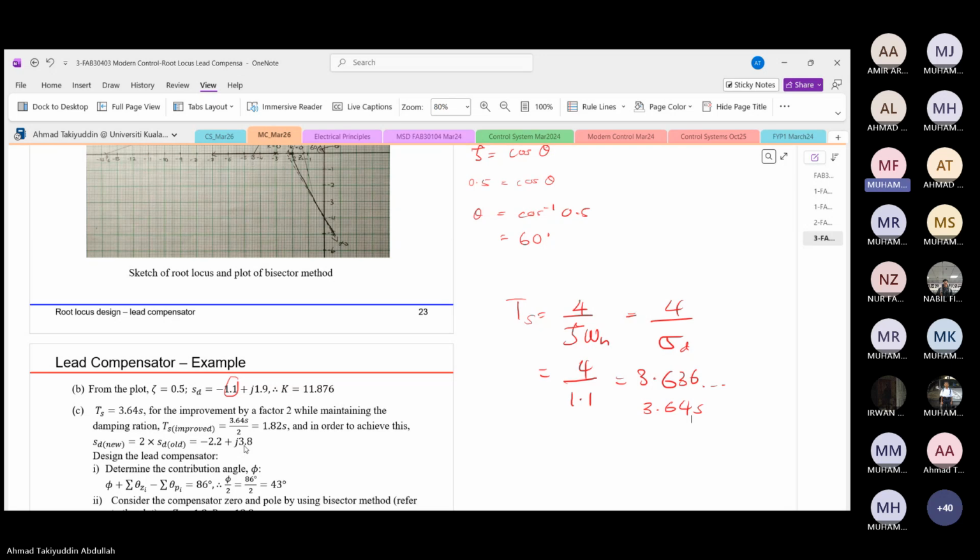Sir, I have a question. Mhm. How do we know the improvement by a factor of 2? We are going to divide it by 2. For a 2 times improvement, the original system settling time is 3.64. So divide the original system settling time by 2, and we will have the improvement by a factor of 2.